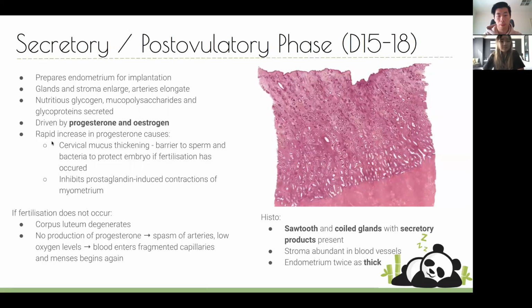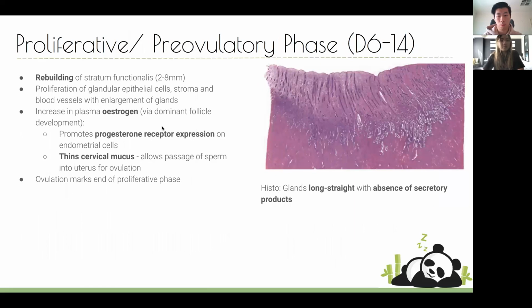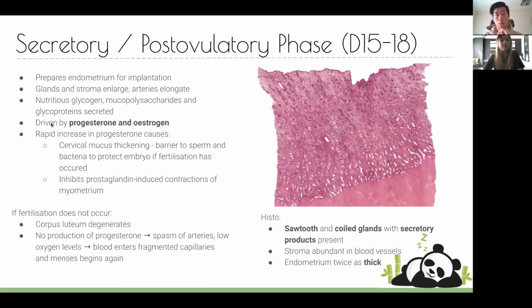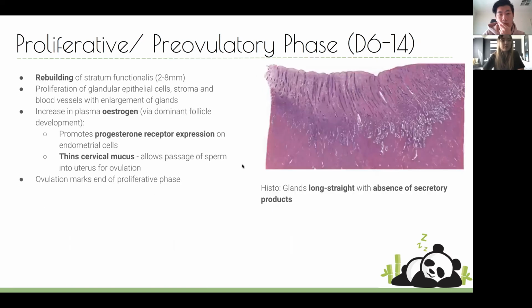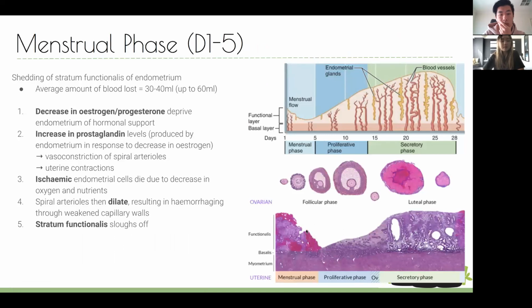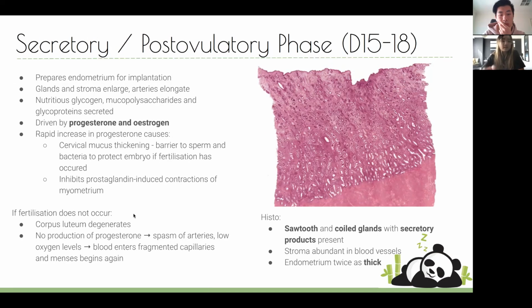And this rapid increase in progesterone, and remember before we had a promotion of progesterone receptor expression, so now we have even more effect of the progesterone, causes cervical mucus thickening, so no more sperm comes in, and it also protects the embryo if fertilization has occurred, and it inhibits prostaglandin-induced contractions of the myometrium, which caused menstruation earlier. If fertilization doesn't occur, the corpus luteum degenerates, there's no more progesterone, and then that causes spasm of arteries, low oxygen levels, and then menses again.